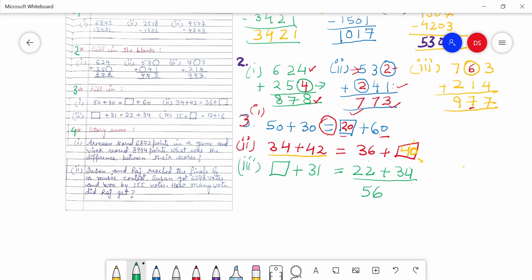And on the other side, only one number 31 is given. We have to fill the number in the blank. So we will subtract 31 from 56 to get the answer. The answer is 25. Or you can check it. This is 56.